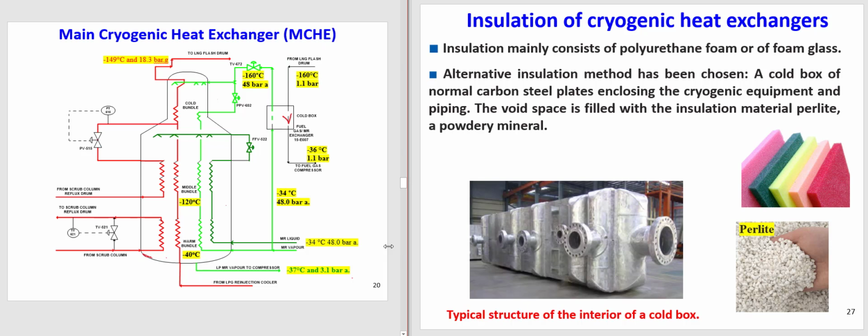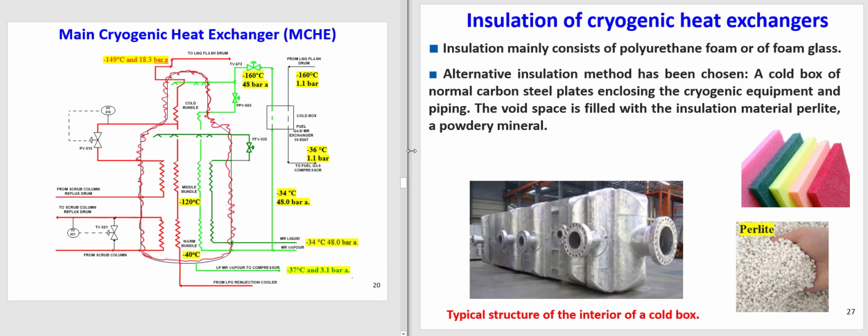So we need very good isolation inside this unit, the main cryogenic heat exchanger, because we don't want to lose any cold. The ambient temperature for sure is higher than the temperature inside this bundle. We don't want the bundles to get heat from outside, okay? And even this piping should be very well isolated.